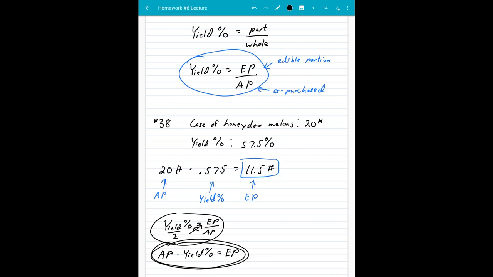But if you're juicing something, you're literally just using the liquid inside of it. You're losing all the skin, you're losing all the fibers inside, the pulp. None of that's being used. So the percentage is going to be lower. It depends on how you use whatever you're using, the way you're using it.